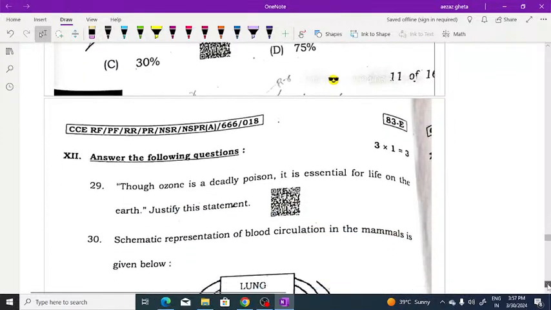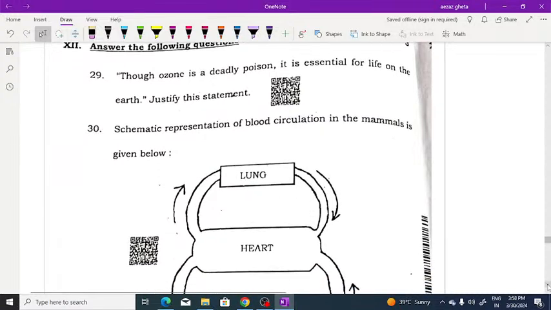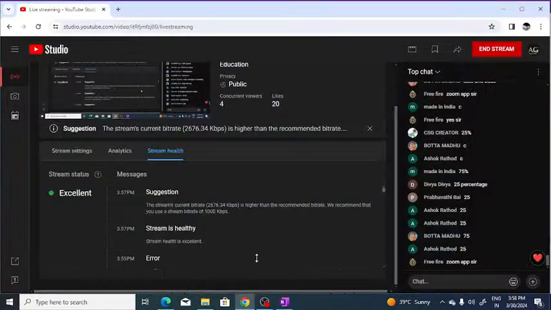Come on, boys and girls, if you're understanding, then give a thumbs up. The question paper came just half an hour ago and we came online. Botamadu, you are not right. The answer is 25%.